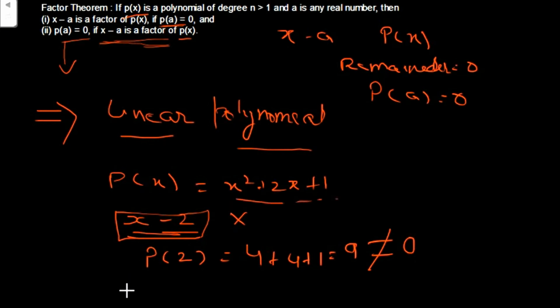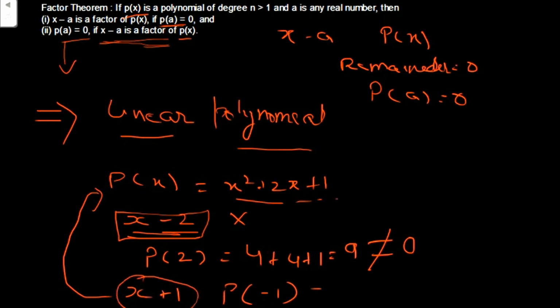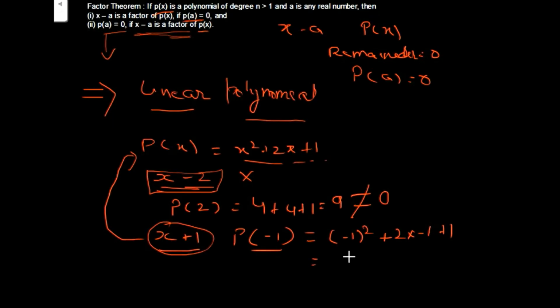If I am asked to check whether x plus 1 is a factor of the above polynomial or not, for checking that I will check p of minus 1. The 0 of this linear polynomial is minus 1. So what is p of minus 1? Minus 1 square plus 2 multiplied by minus 1 plus 1. So what will I get? I will get 1 minus 2 plus 1, which is equal to 0. This implies x plus 1 is a factor of this given polynomial. In this way, we can check whether a given polynomial is a factor of another polynomial or not.